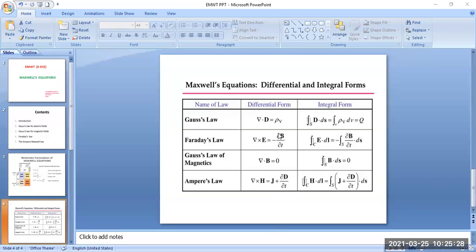Del dot D bar is 0, del cross E bar is equal to minus dou B bar by dou t, del dot B bar is equal to 0, and del cross H bar is equal to dou D bar by dou t, where J bar is 0 for free space.